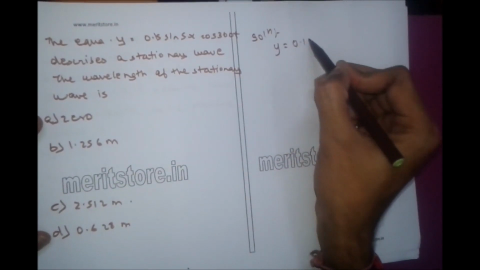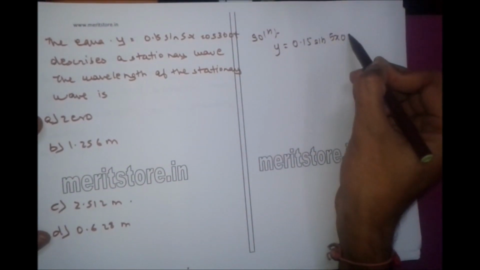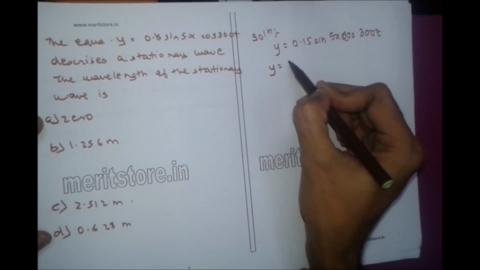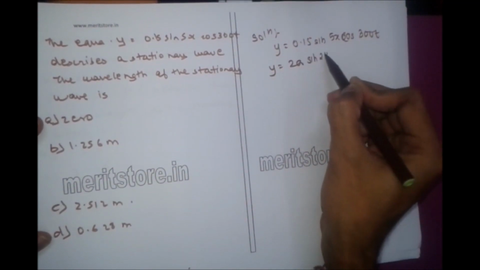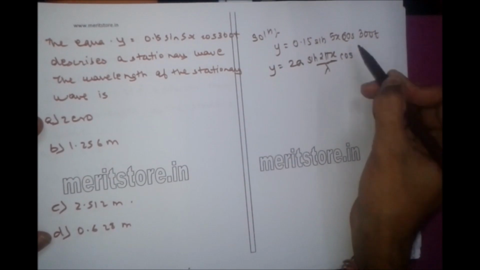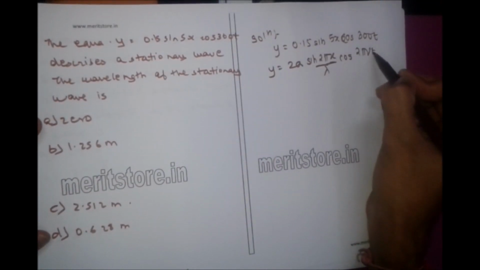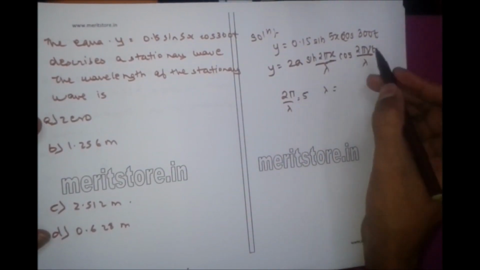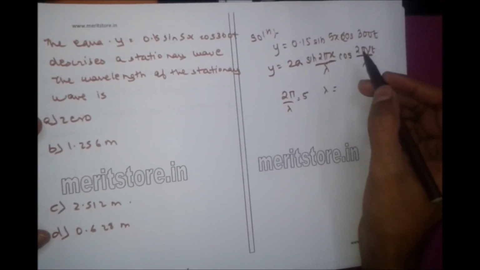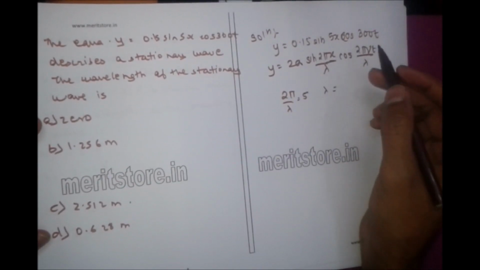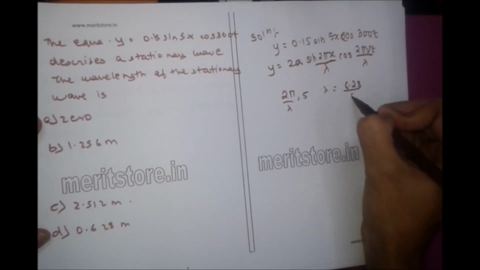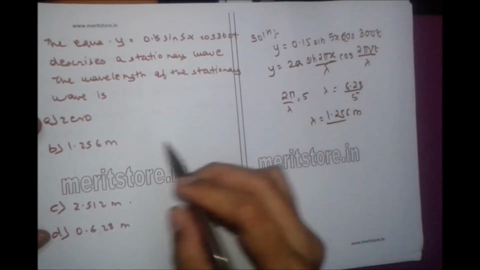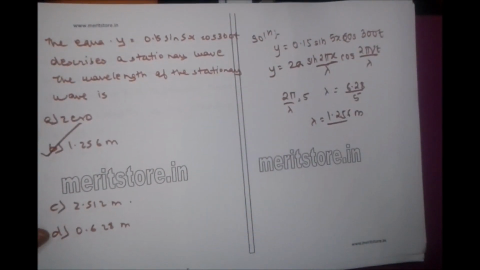We have the equation y equals 0.15 sin 5x cos 300t. Comparing this equation with the general equation, which is 2a sin(2πx/λ) cos(2πvt/λ), we have 2π/λ equals 5. So λ becomes 6.28 upon 5. So the value of λ is 1.256 meters. So B is the correct option, 1.256.